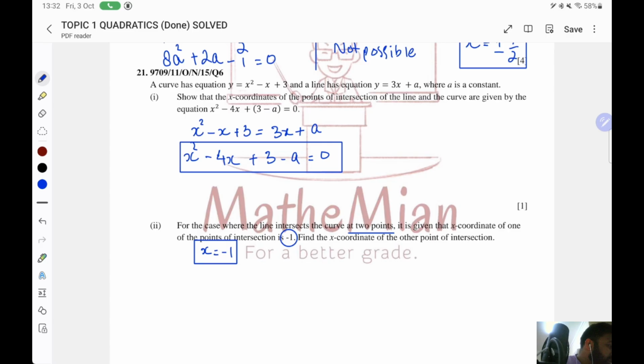So by using this, we can easily find the value of a first. If I substitute -1: (-1) squared minus 4 times (-1) plus 3 equals a. So the value of a will be 8 from here.